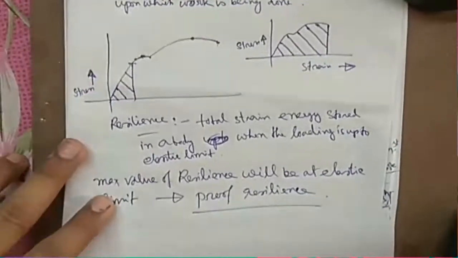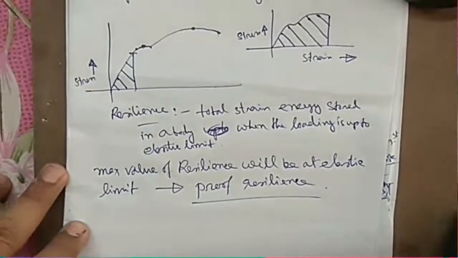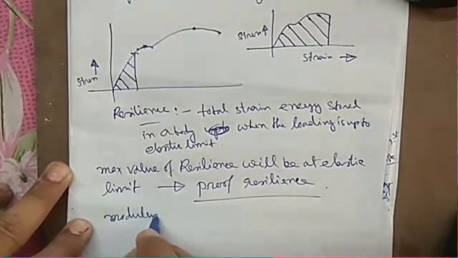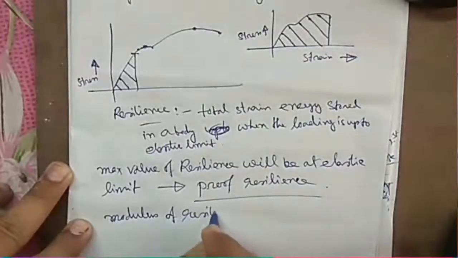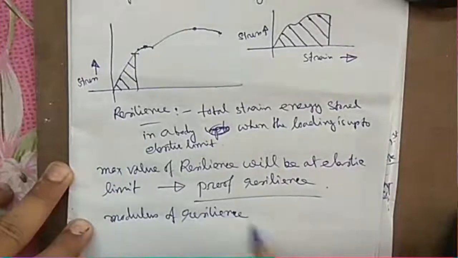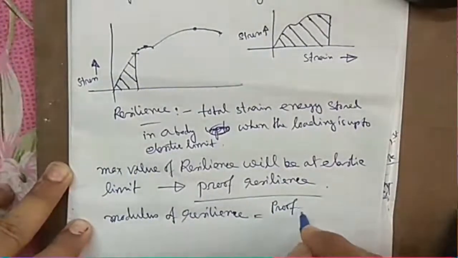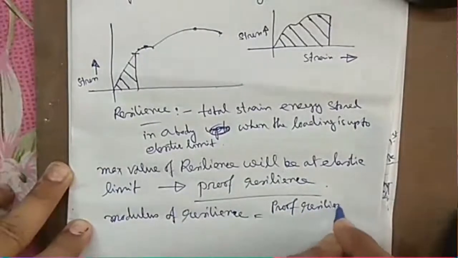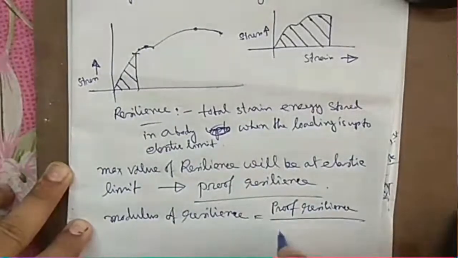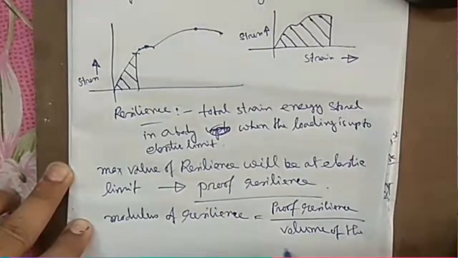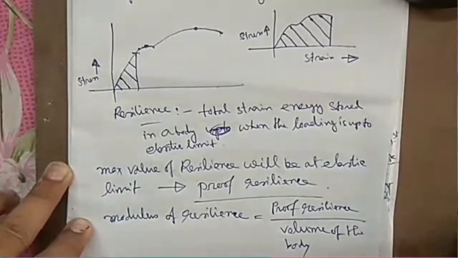Now, this proof resilience per unit volume will be called modulus of resilience. It is actually the ratio of proof resilience by volume of the body.